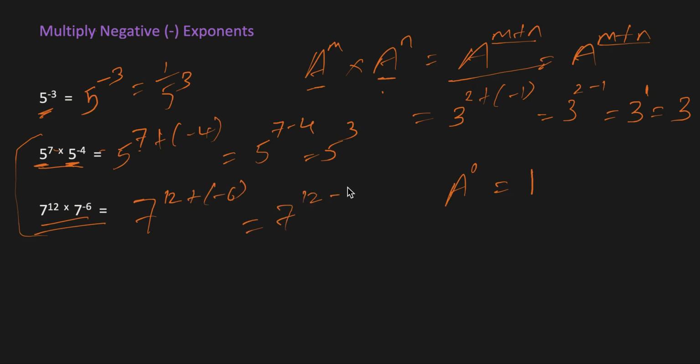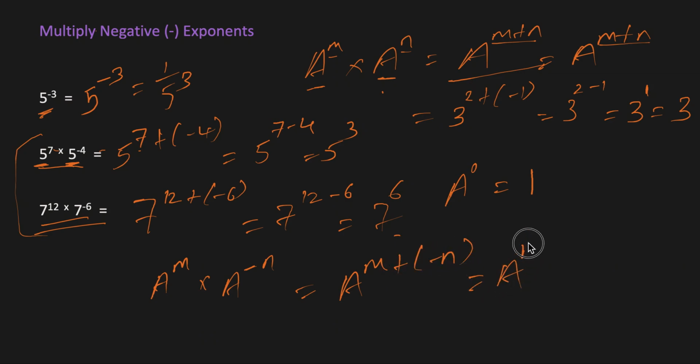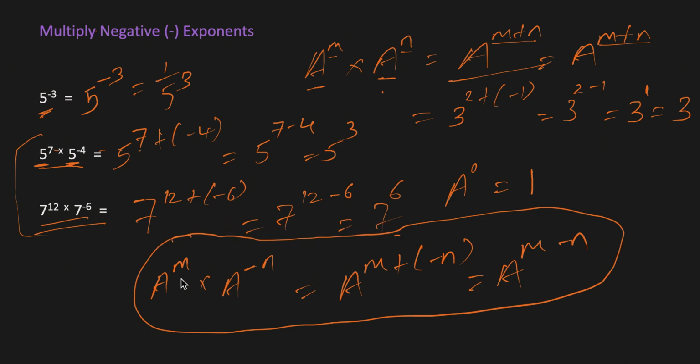That is nothing but 7 to the power 12 minus 6, which is 7 to the power of 6. Cool. It's almost similar to multiplying two positive exponents with the same base. We just add the exponents. If I want to generalize this, if I have a base a to the power of m times the same base to the power of negative n, we just add the exponents, which gives a to the power of m minus n. So if we come across an exponent with a negative power, instead of adding, it's just subtracting. Cool, that's how you multiply exponents with a negative sign.